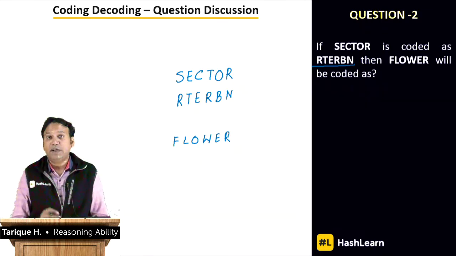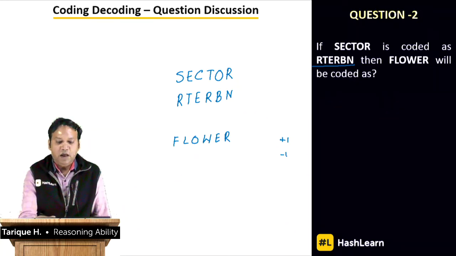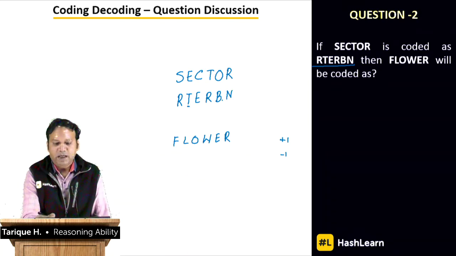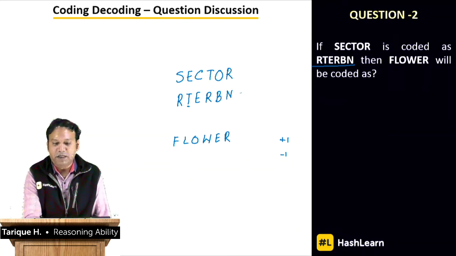Okay, so as I told you, we always look for plus 1, minus 1, or if plus 1 minus 1 is not there, then we can try with plus 2, minus 2, right? So let's see, S plus 1 is T, so I can see a T here, and E plus 1 is F, there is no F, and C plus 1 is D, there's no D also, and T plus 1 is U, we don't see a U in the code RTERBN. O plus 1 is P, but we don't see a P, so that means plus 1 is not working out. Okay, let's try out minus 1.